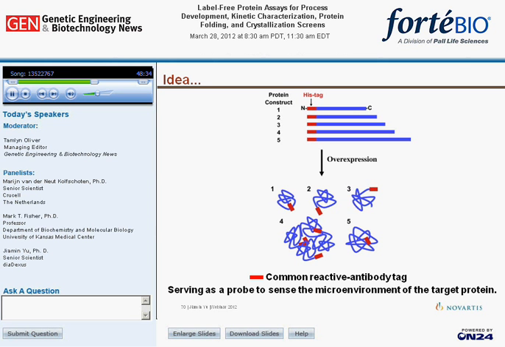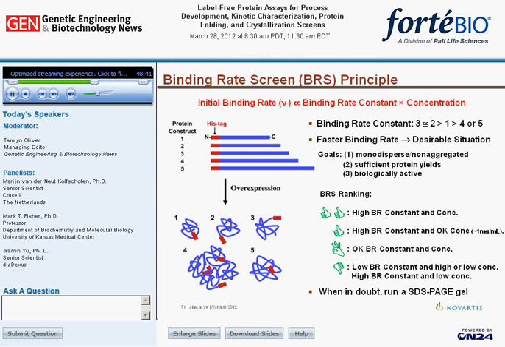So the principle of the binding rate screen is very simple. What we're interested in measuring is the initial binding rate, which is directly proportional to the binding rate constant and the concentration of the his tag target protein. The binding rate constant describes the inherent ability of the his tag on each construct to bind to the anti-his antibody. In the hypothetical example provided here in this figure, the binding rate constant of construct 3 and 2 is expected to be greater than that of 1, followed by construct 4 or 5.